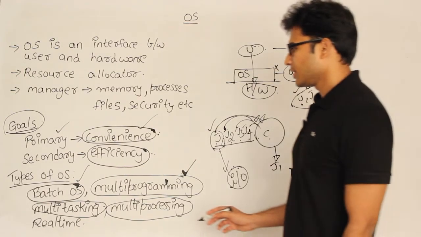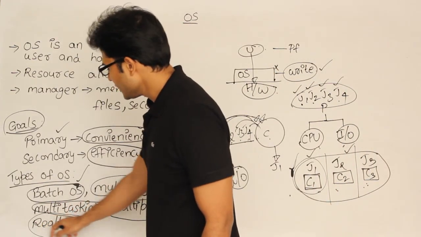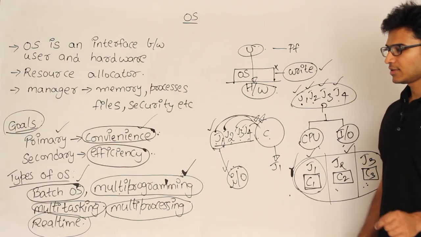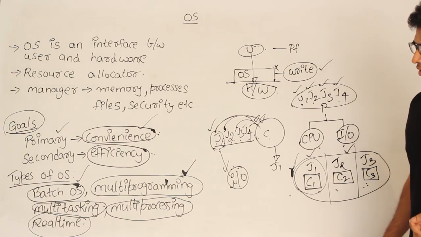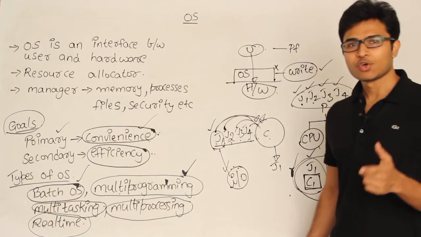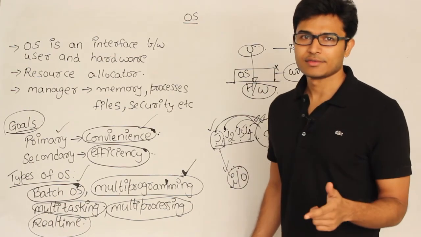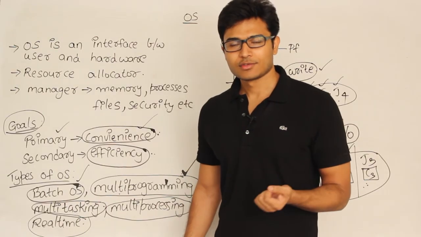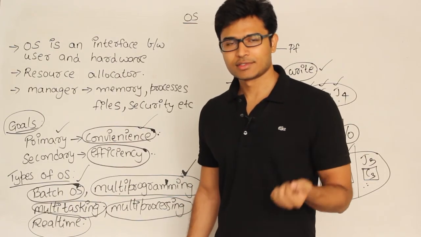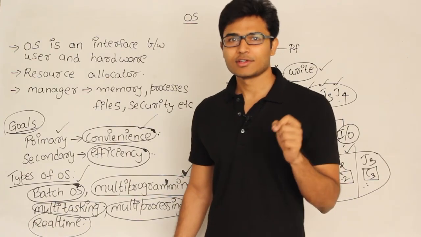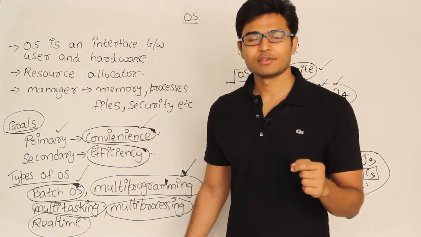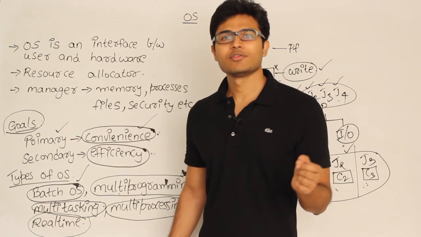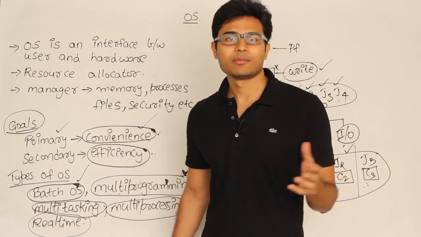Fine. And then there are real-time operating systems, which are not really important for our GATE syllabus, but it is worth knowing about them. Real-time means you will be given some jobs, and the jobs will have some deadlines, and you are supposed to finish the jobs within those deadlines. That is called real-time. The main difference between others and this one is that here we have strict deadlines. Otherwise, if you don't finish it, there will be a huge loss, or even if you produce the result after that time, it will be completely useless.